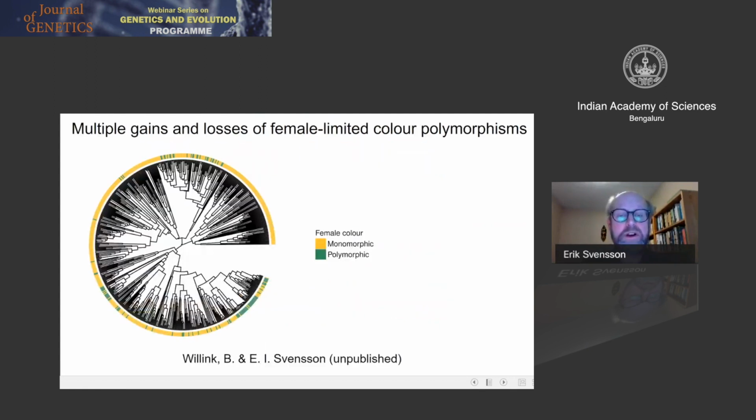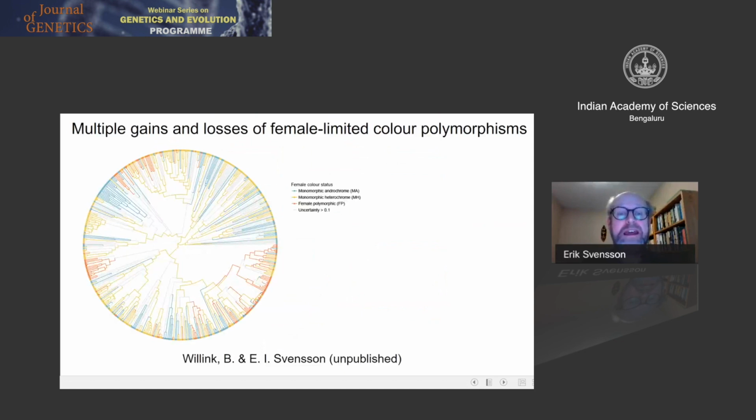The first thing we looked at: we found across our entire phylogeny, interestingly, that there are multiple gains and losses of female color polymorphisms. We also find that the predicted ancestral state within this superfamily was a monomorphic ancestor, where females look different from males, heterochrome females. And then female polymorphism with male-mimicking females, or male-like females, has evolved several different times and sometimes has been lost.